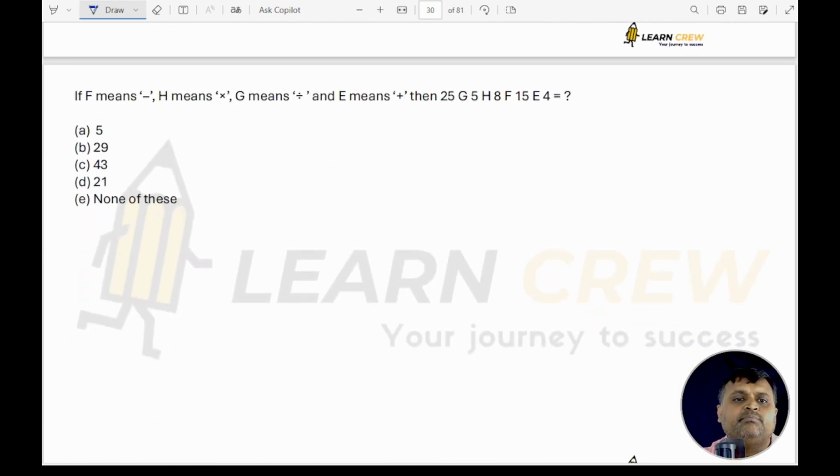Now F means minus, H means into, G means division. So different symbols are given. Now what is the answer of 25 G 5 H 8 F 15 plus 4? G means division, so apply BODMAS. 25 over 5 is 5. 5 into 8 is 40. 40 minus 15 is 25, plus 4 is 29. 29 is the answer. Next.